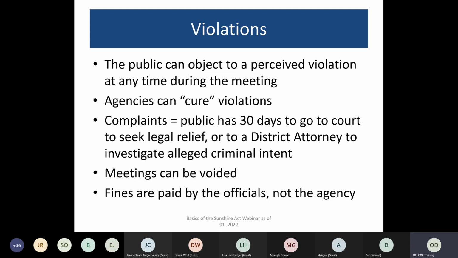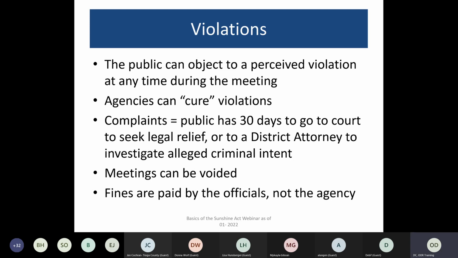And the judge has fairly wide leeway in what they can do if they believe a violation has occurred. Okay, they can simply slap the agency on the wrist and say, don't do it again. Or they can void a vote. They can void an entire meeting. Or if they believe that the violation is particularly egregious, they can levy a fine. And the fine is not against the agency. The fines are against the individual public officials.